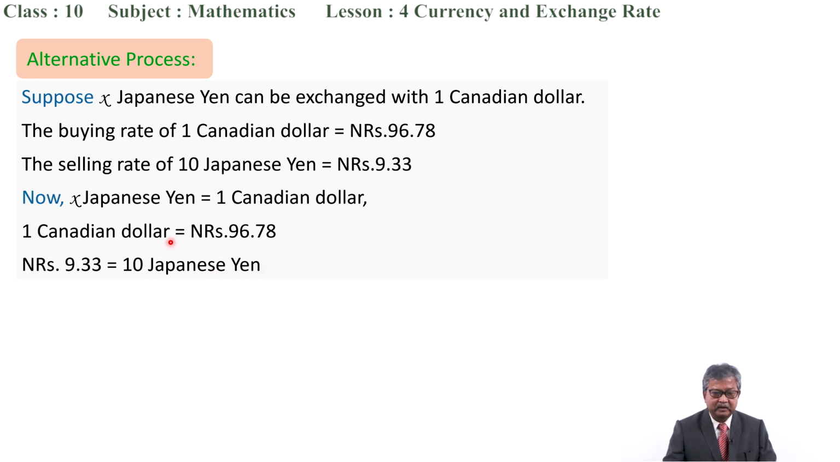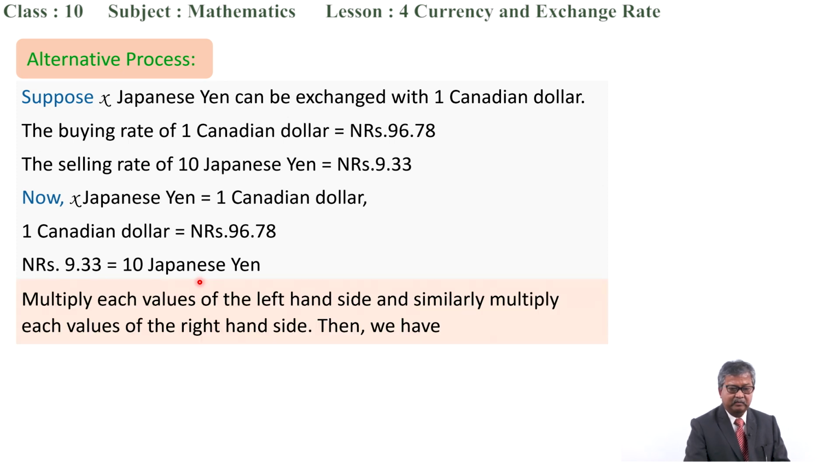We can write this way. That means Japanese yen, then Canadian dollar into Nepali rupees into Japanese yen. So this is one chain. Now the left hand side, the values are given that we multiply together, and the right hand side also the values are given which we multiply together. Multiply each value of the left hand side, similarly multiply the values of the right hand side.